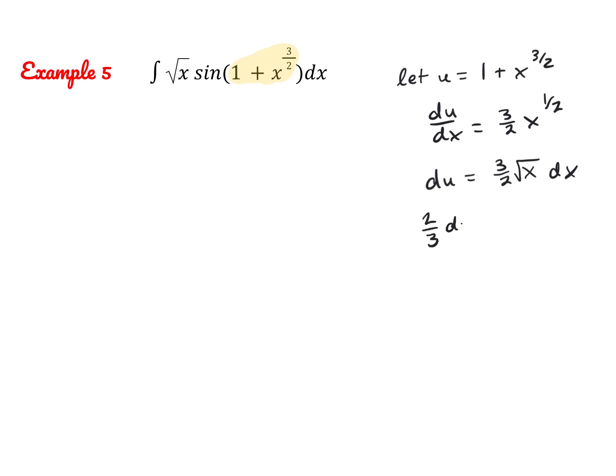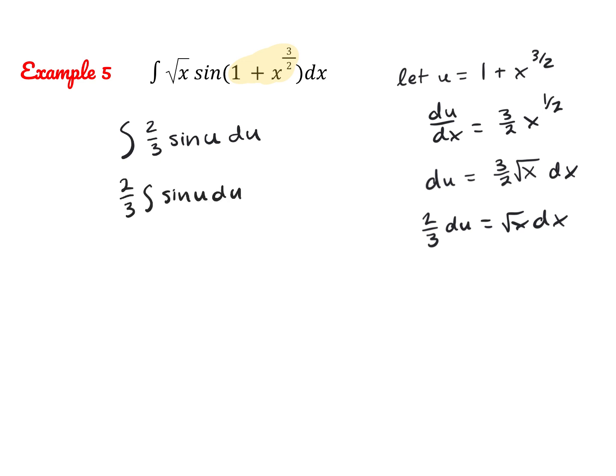So 2/3 du equals square root of x dx. So I can replace the square root of x dx with 2/3 du, and I can replace the 1 plus x to the 3 halves with u. That leaves us with 2/3 times the sine of u du. And then remember, we can move that constant out front to help us evaluate our integral.